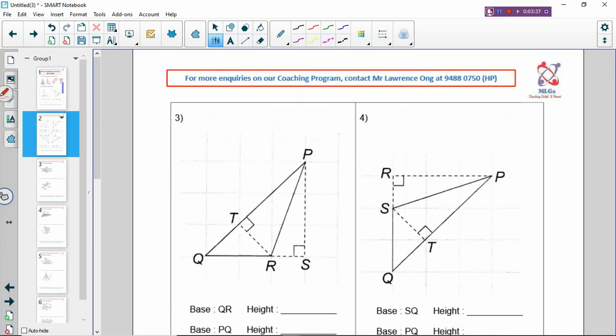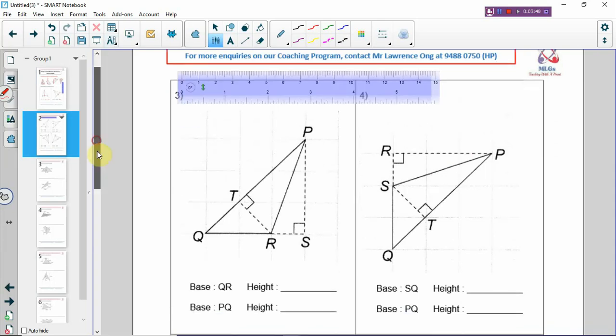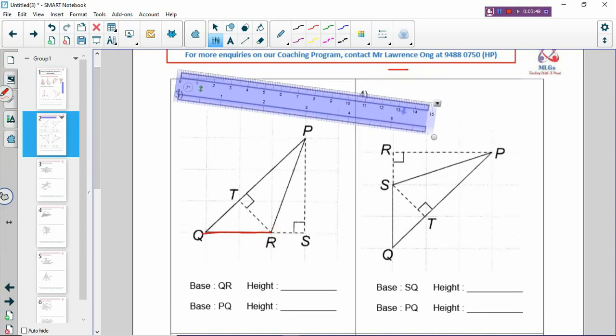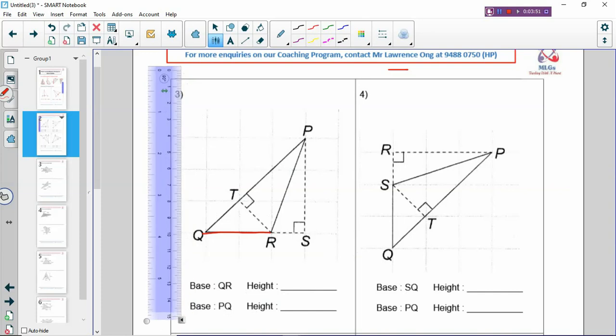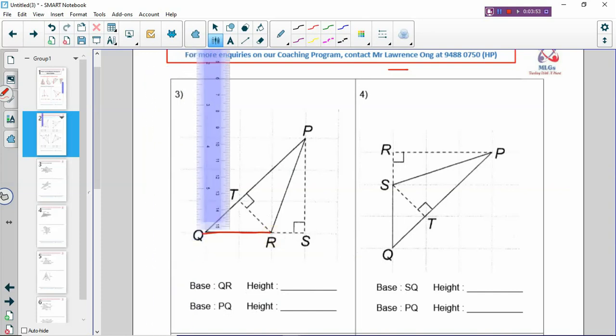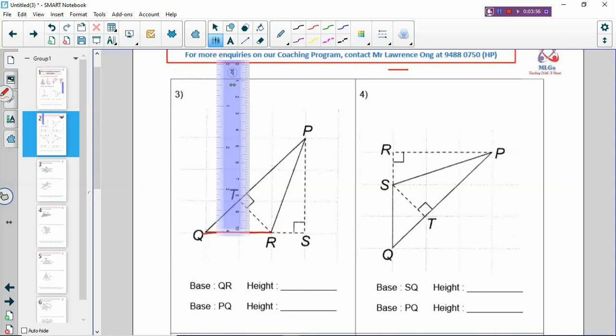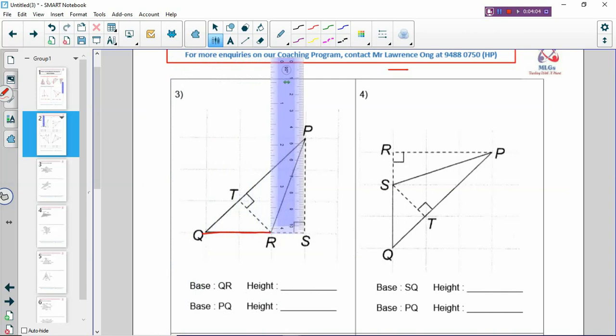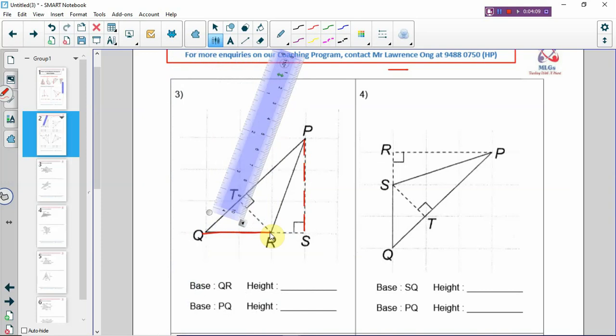Okay, let's go on to question number 3. Let me just flash my ruler. QR is the base. Then where's the height? There are so many lines there. So you take your ruler and let it sit onto the base. Then you shift the ruler left and right. Do you see any line that's parallel with the ruler until you come to here? There's a line here, and that line is the height of the triangle. So your height will be PS. That's how you look for the height of the triangle.